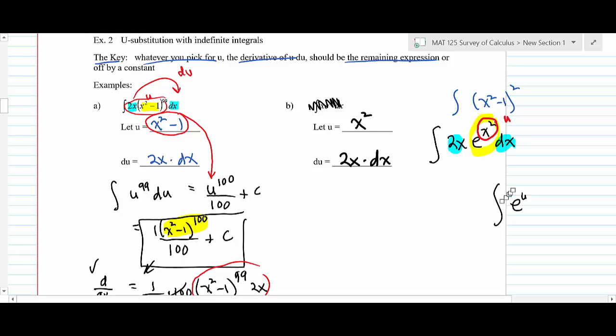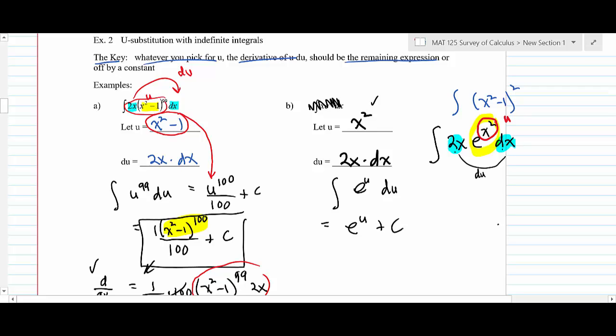Now you want to look carefully at how I'm substituting in. You get a temporary integral in terms of u. So you're going to have e to the u, and then 2x dx is du. See, all you're doing is just replacing x squared with u, and then 2x dx with du. That's it. Now, what is the integral of e to the u? E to the u plus c.